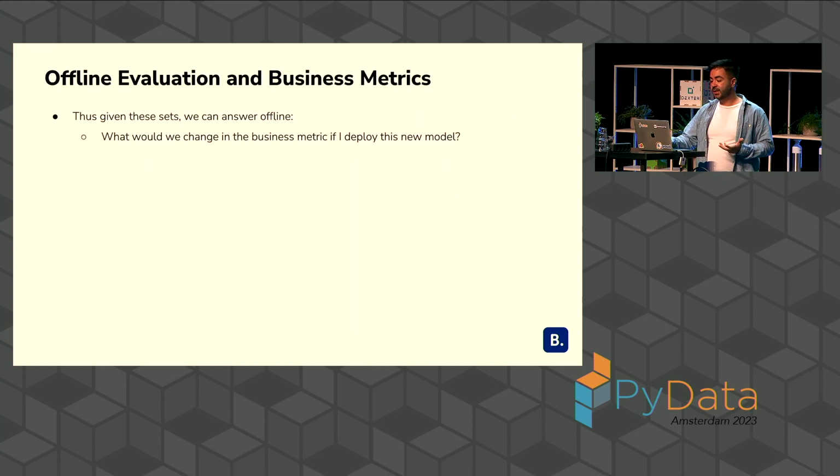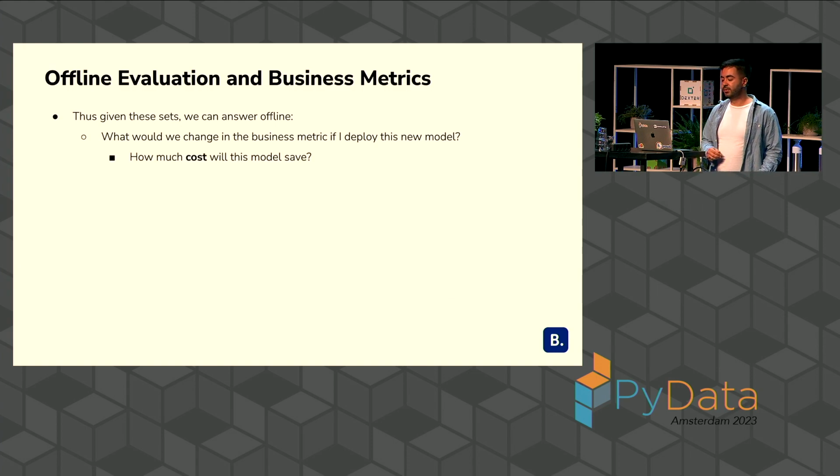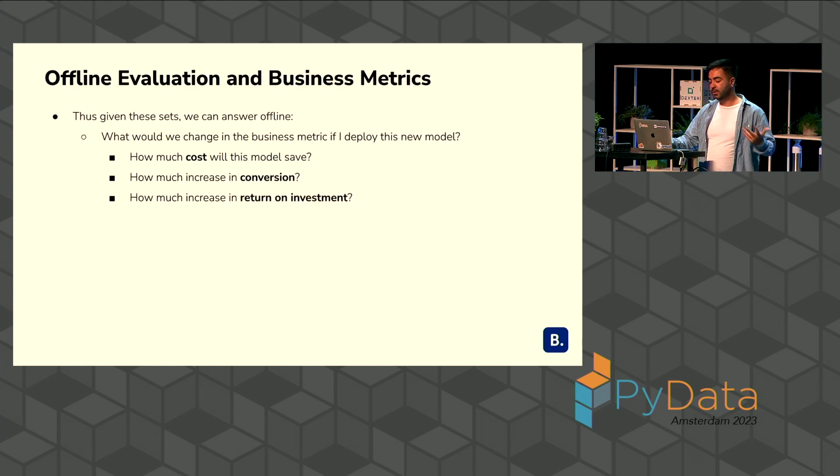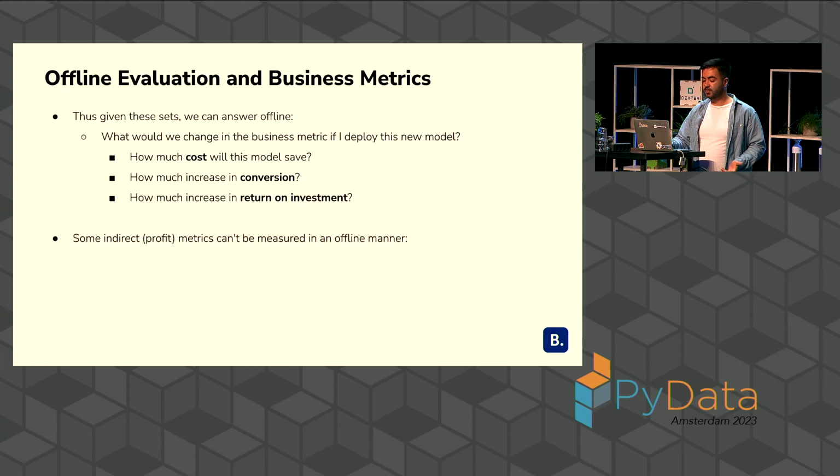Well, given the sets, we can answer questions, right? What would be the change in the business metrics if I deploy this new model? How much cost will this model save, if I compare with the model that is in production, or maybe if I control with the no traffic that has no model to it? How much increase in conversion am I going to have, and how much increase in return on investment?